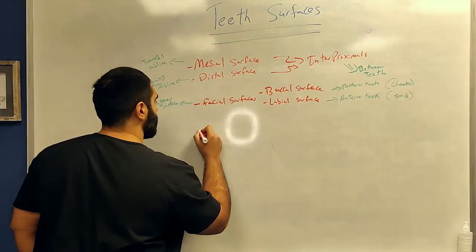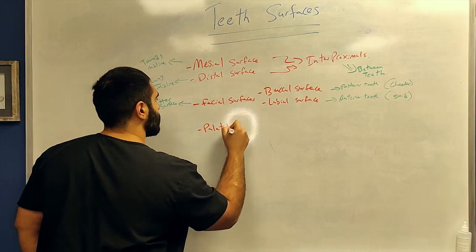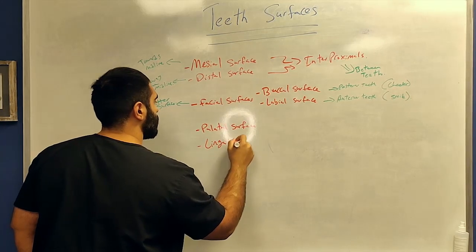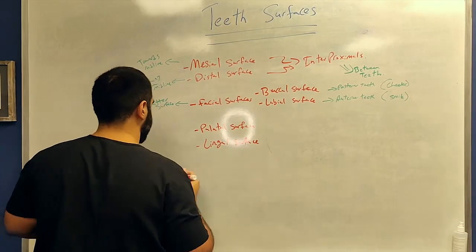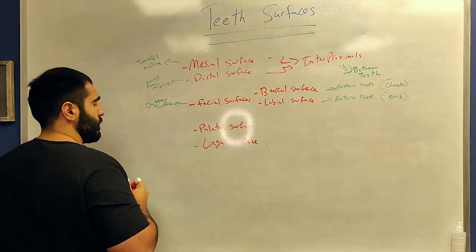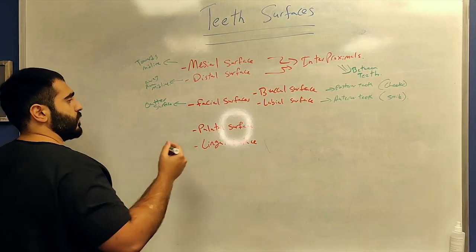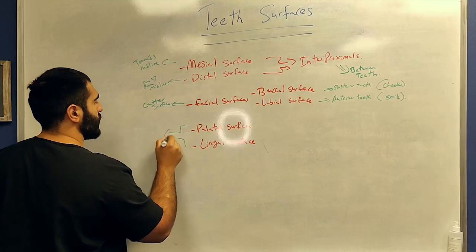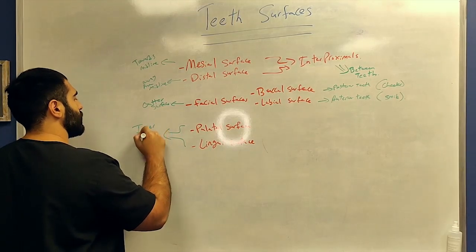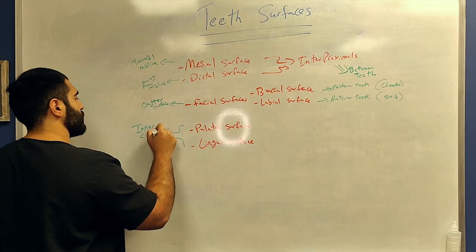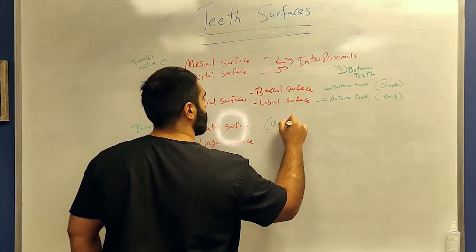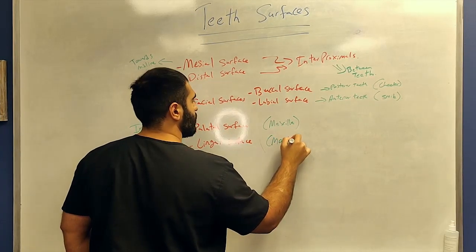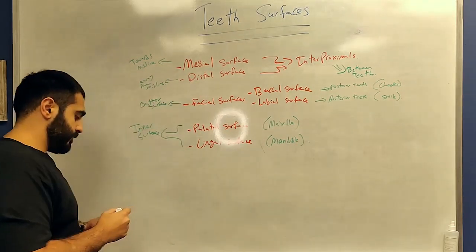I'm going to write those as well. You have your palatal surface and your lingual surface, right? I'm going to add notes for the palatal. Actually, let's do this. Put both of these as inner surface. For this, I'll put maxilla. For the lingual, I'll put mandible. Right?